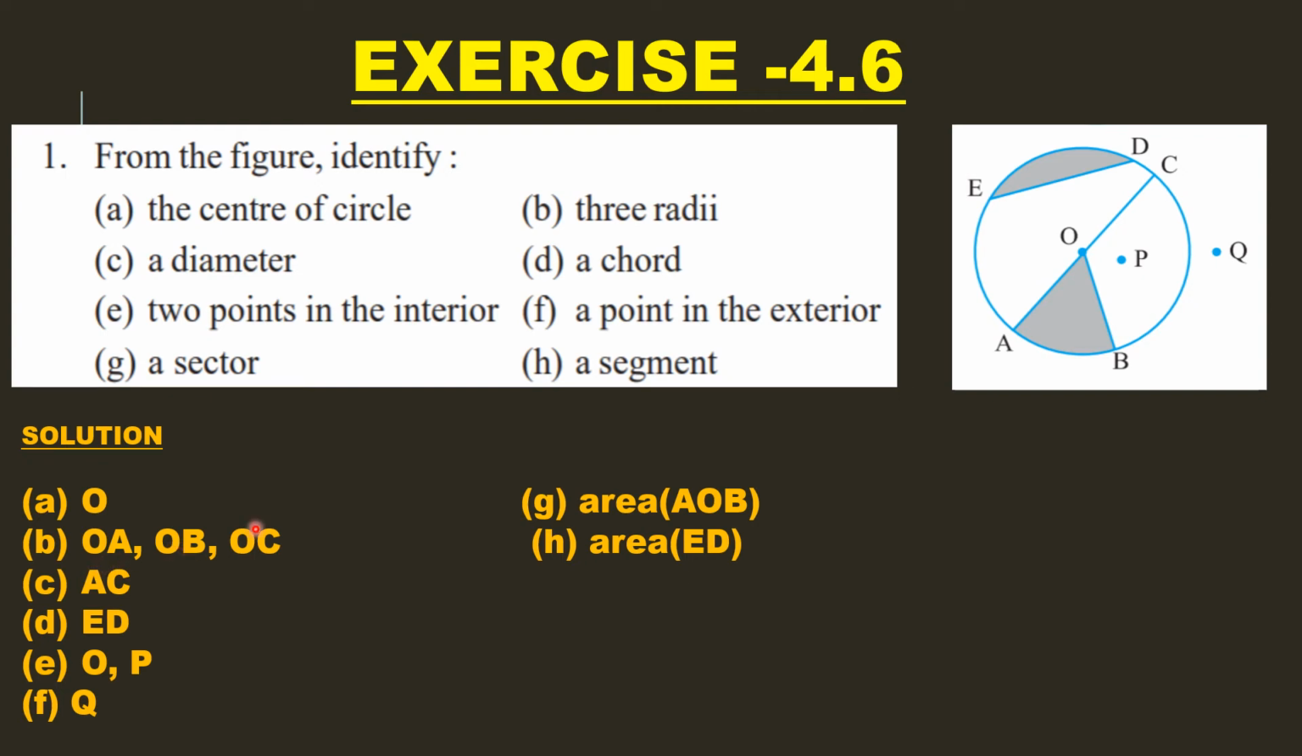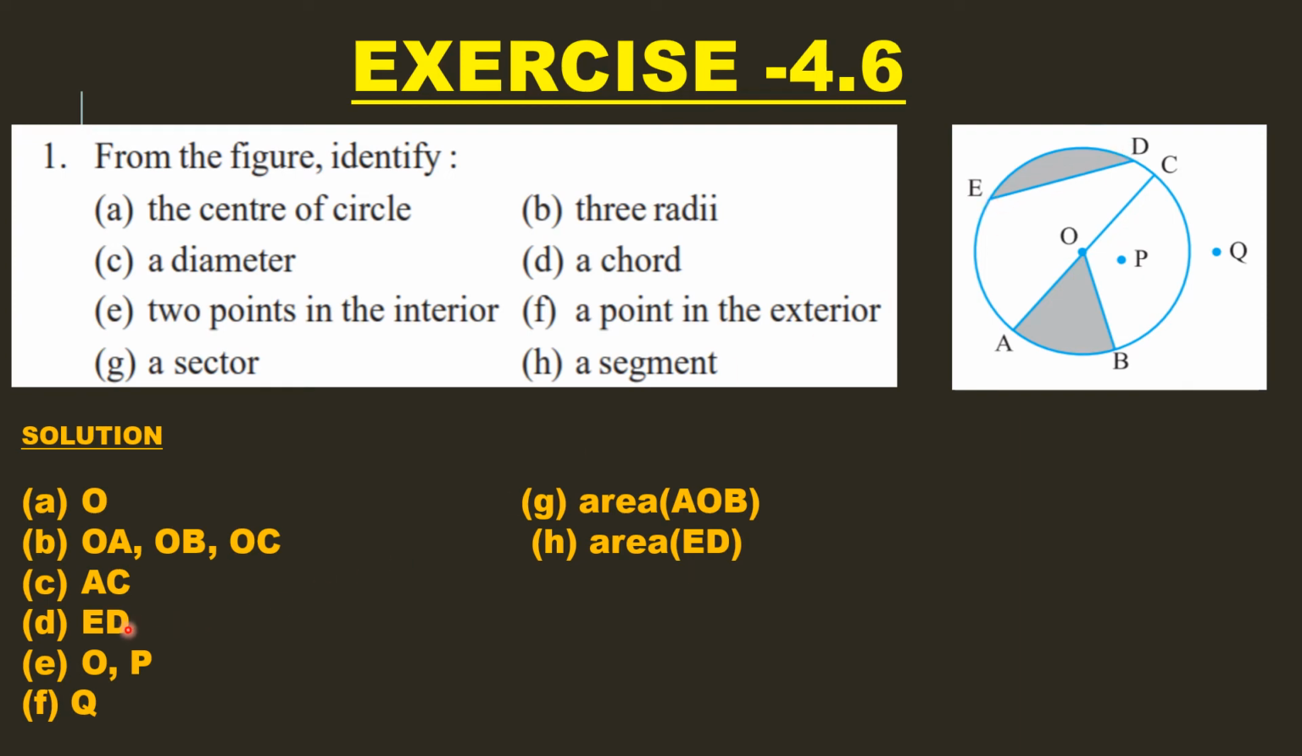In part C, a diameter. The diameter is the longest chord passing through the center of the circle. So write here AC. AC is the diameter of the circle. In part D, a chord. You can see here ED is a chord. So write your answer ED.